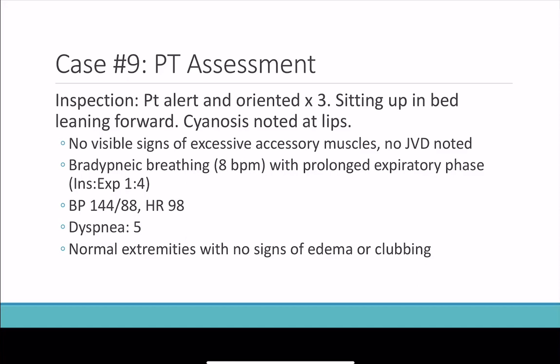His BP is 144/88, and his heart rate is 98. On a 0 to 10 scale, he rates his dyspnea a 5. He has normal extremities, no signs of edema, and no signs of clubbing. Clubbing, again, would be kind of a sign of chronic hypoxemia.